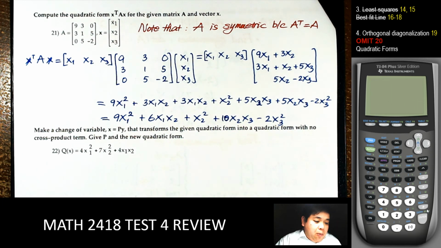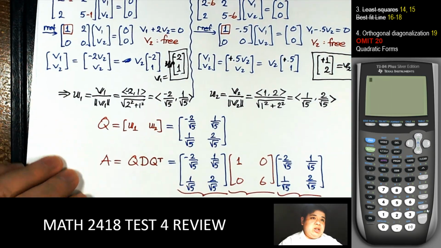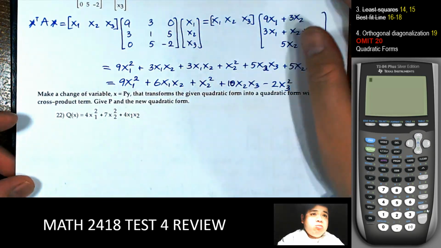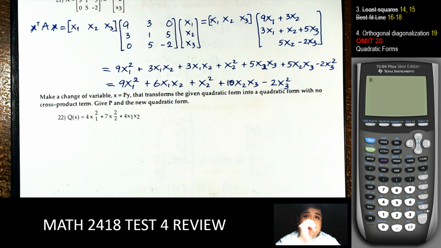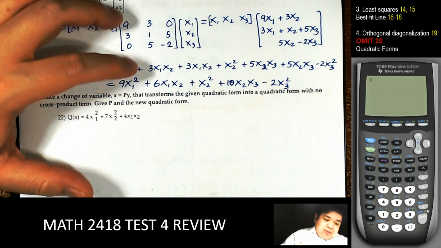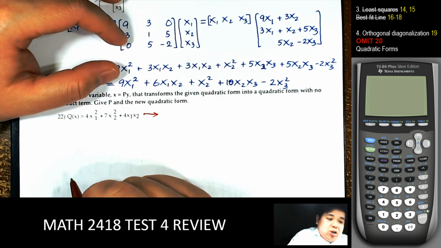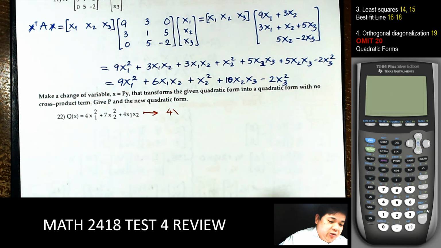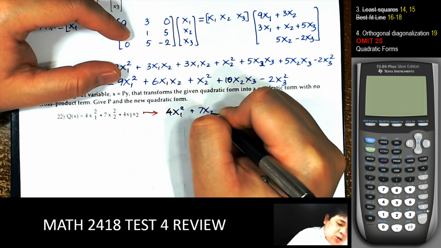Next, I'll make a change of variable into the form with no cross product term. To do this, we're going to write the Q in terms of x transpose Ax, and then decompose A into Q D Q transpose, and the rest will be similar. We're not going to do that for the eigenvectors, but now we're just trying to eliminate the terms. So first we're going to turn that into quadratic form. So we have 4x1 square plus 7x2 square.